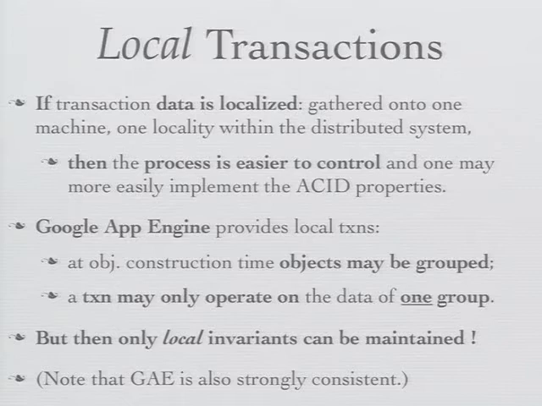and make something called an entity group. Once you've done that, that's it. You get to pick the entity group of your object at object construction time. You can't move objects from group to group. There's no such thing. So these entity groups form a partition of your data. And I think the suggested size in the documentation is, well, that's enough for one user's data. Yeah, okay, but maybe my users will like to interact. It's this Web 2.0 thing.